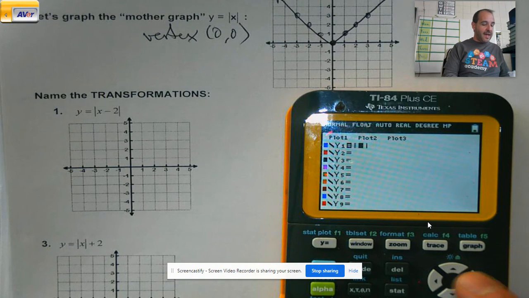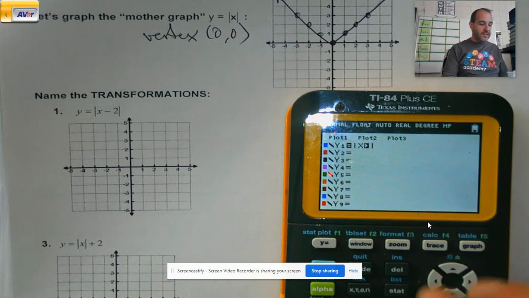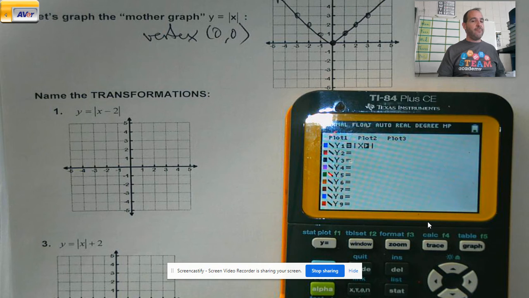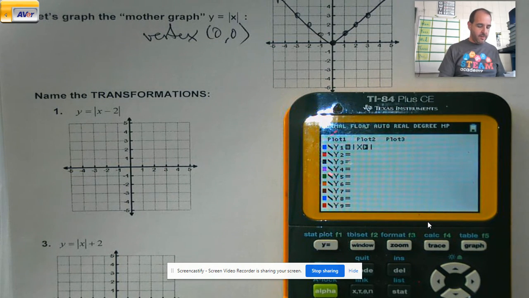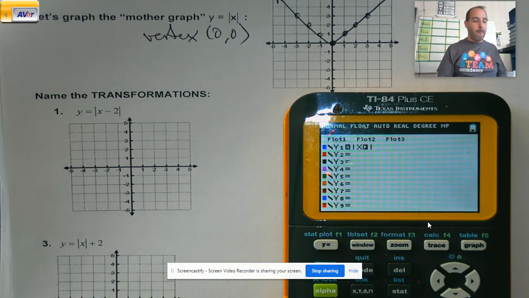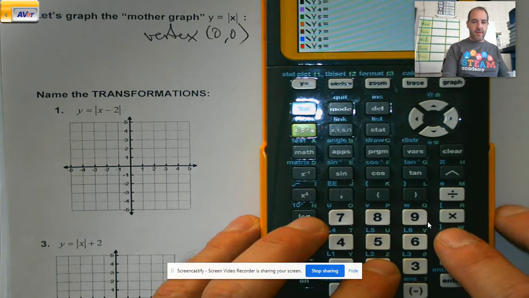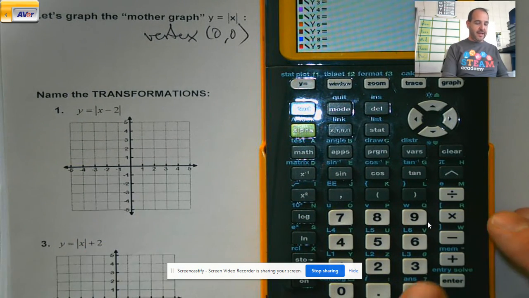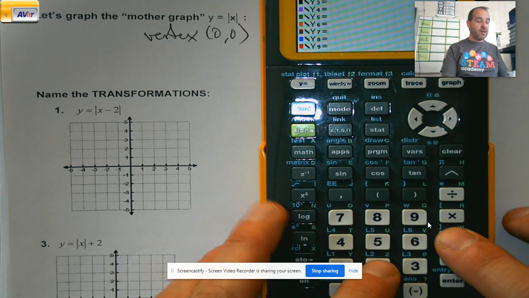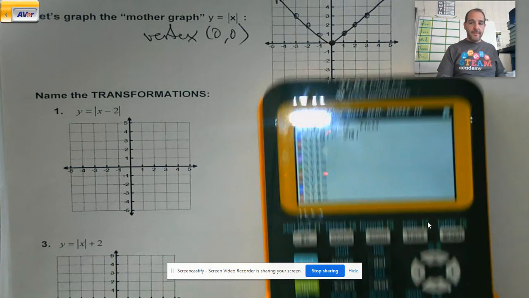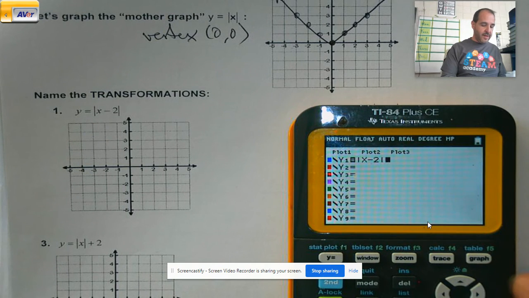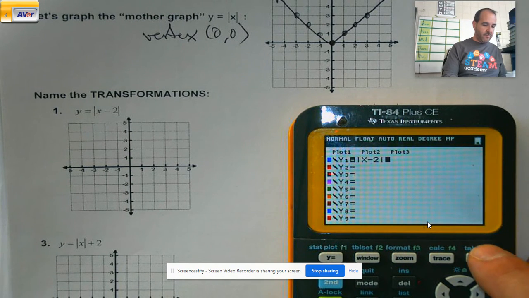Now, with that x that's already in here, notice if I just use my arrows, I can start typing more things in there. I don't have to start completely over. And if you do, that's okay. It's not a big deal. So x minus 2. Let me come up here for a second. This is negative. This is minus. The calculator is very picky about that, so be careful. So x minus 2. Let's take a look at the graph.